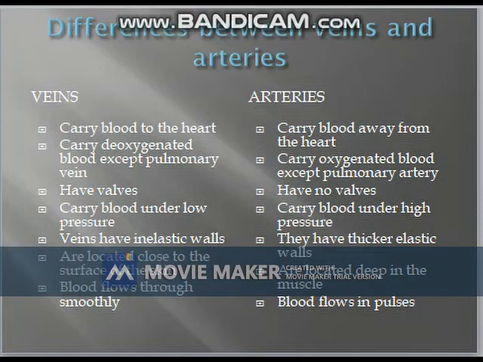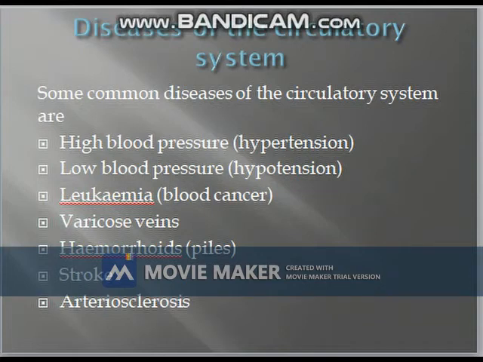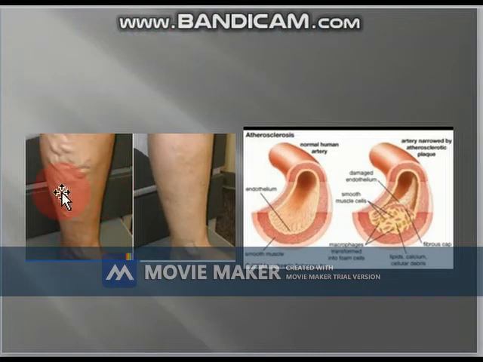So let's go on. So we are going to look at some diseases of the circulatory system. Now, the common diseases are high blood pressure, also known as hypertension, low blood pressure, known as hypotension, leukemia, which is blood cancer, varicose veins, hemorrhoids, known as piles, stroke, arteriosclerosis. So in this picture, this is a varicose vein. So you see that on the leg of the person, the veins have popped out, unlike a normal vein where you won't see anything of that kind. And then on the right here, you have the arteriosclerosis, which shows that the lumen in the tube of the artery has been reduced. So these are some of the pictures that we can show.